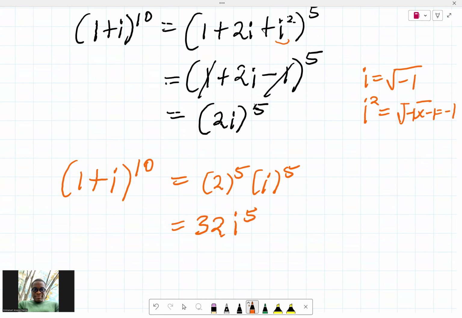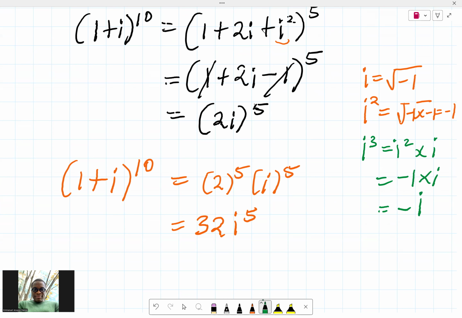Now, we need to break down what this i raised to power 5 is. First of all, we already know that i is square root of minus 1, so i squared is minus 1. So i cubed is the i squared we had before multiplied by another i. So i squared, we already knew to be minus 1, times i. So this is minus i.